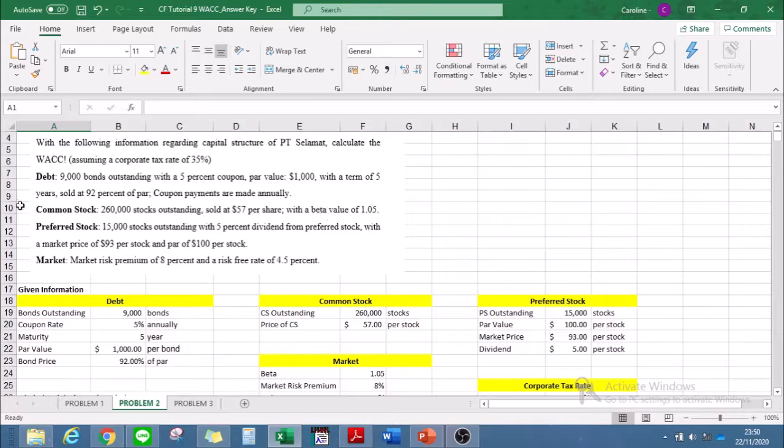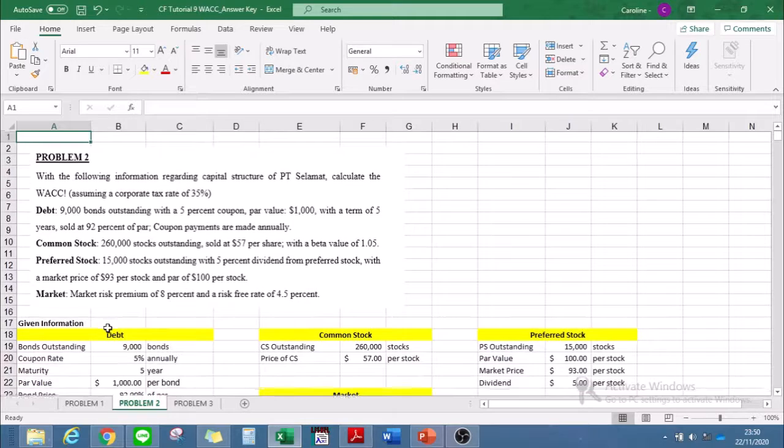Okay, so the second one, the common stock. The company has 260,000 stocks outstanding, sold at $57 per share with a beta value of 1.05. And for the preferred stock, the company has 15,000 stocks outstanding with 5% dividend from preferred stock with a market price of $93 per stock and par of $100 per stock. And you're given the information about the market too, that the market risk premium is at 8% and risk-free rate is at 4.5%.